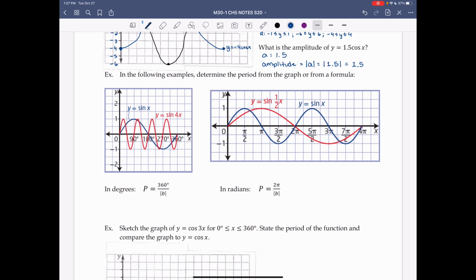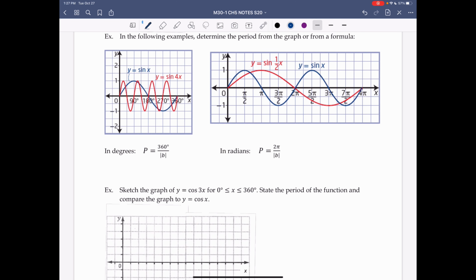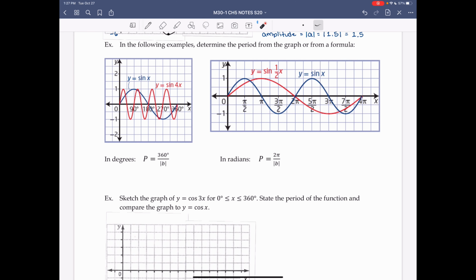In the following examples, determine the period from the graph or from a formula. The formula for period is 360 degrees divided by the absolute value of the b value from the function. Or in radians, period equals 2 pi divided by the absolute value of the b value from the function. Recall that the b value is inside the function. It's what's being multiplied to the x value. This is also not on the formula sheet. But you need to know it.